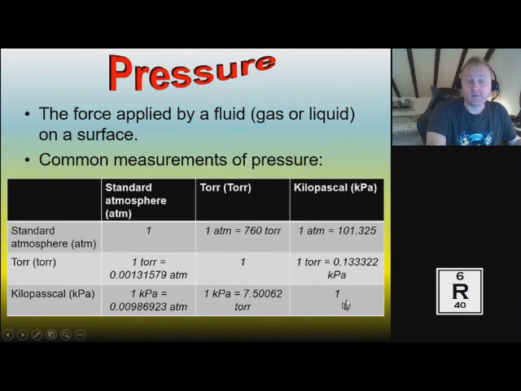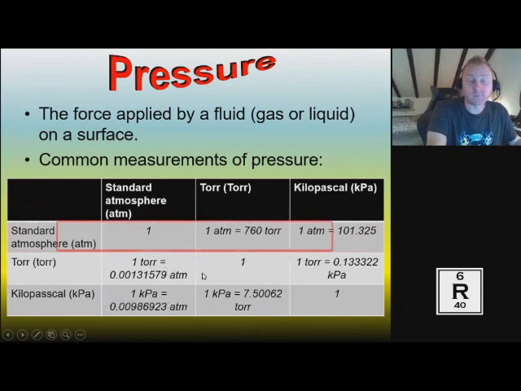Now, I've got all the conversions here. In other words, 1 atmosphere to 1 atmosphere is a 1-to-1 ratio, obviously. The standard atmosphere pressure to torr, for every 1 atmosphere there's 760 torr, and for every 1 atmosphere there's 101.325 kilopascals. I have 1 torr, what that's equal to, and 1 kilopascal, what those are equal to.